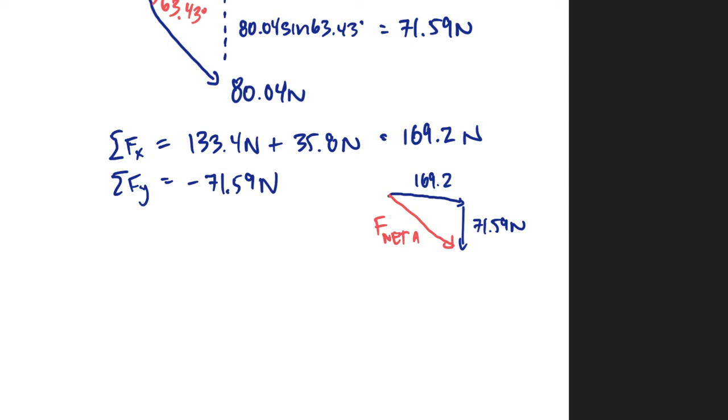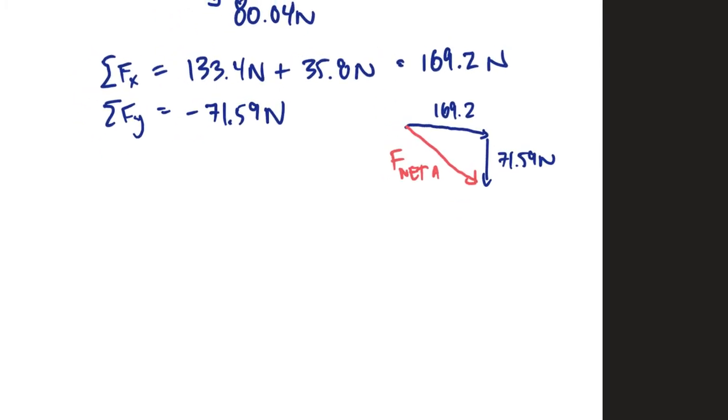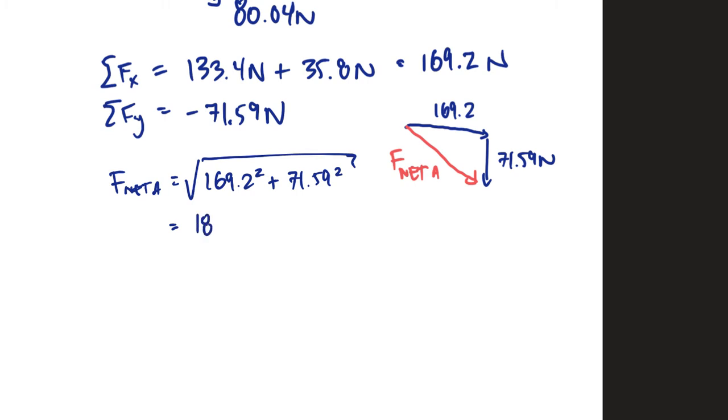So of course we can find the magnitude of the net force by doing the square root of 169.2 squared plus 71.59 squared, which gives us the net force of 183.84 newtons. Okay?